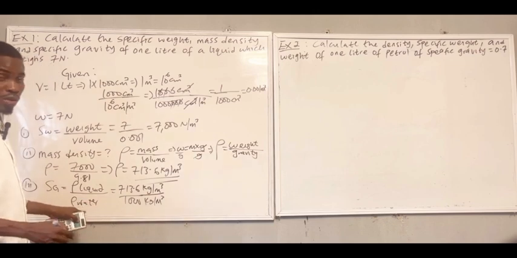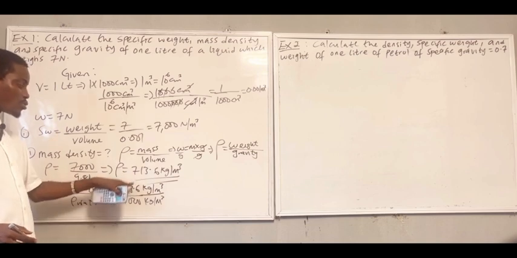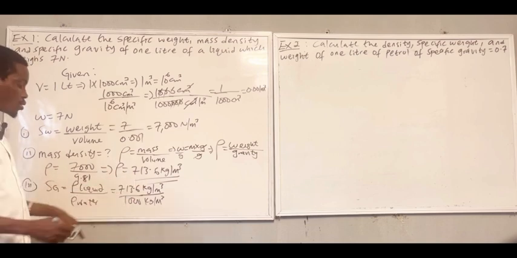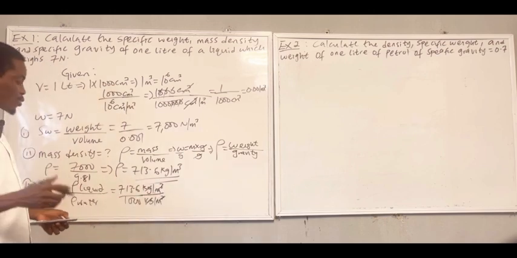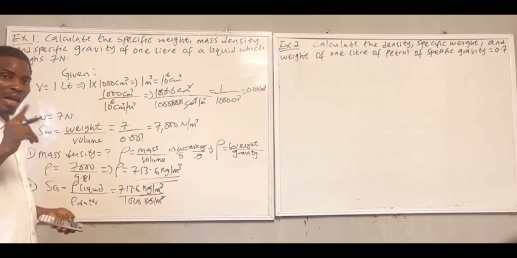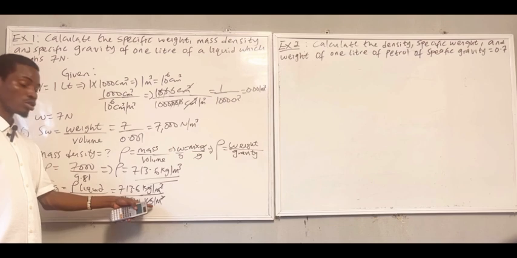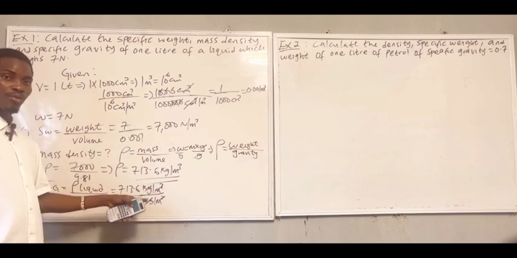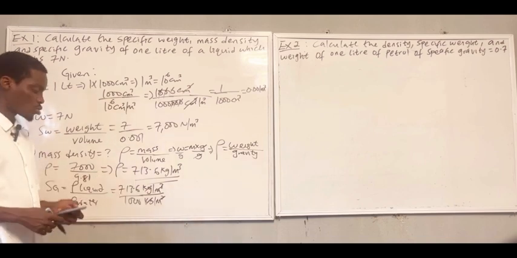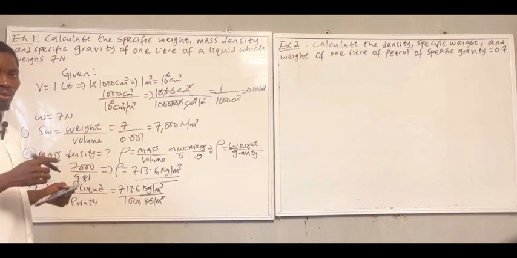Take note, the density of water is always 1000, and this is the density of the fluid that I got from here. So the kilogram per meter cube is going to cancel. I said that specific gravity has no unit. The density unit of the liquid will cancel the density unit of water. So I'm going to have 713.6 divided by 1000, which is 0.7136.